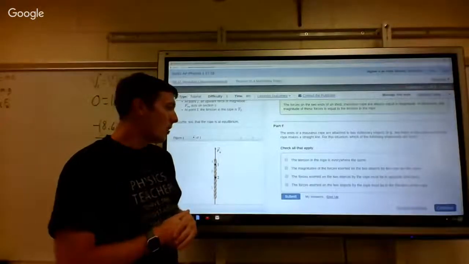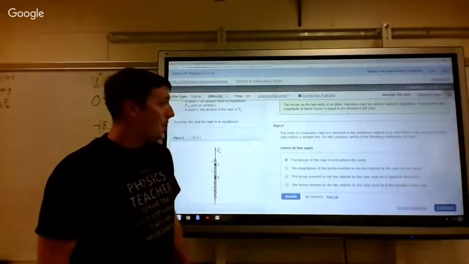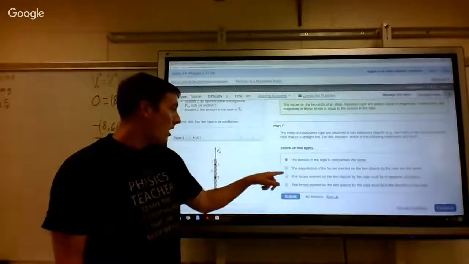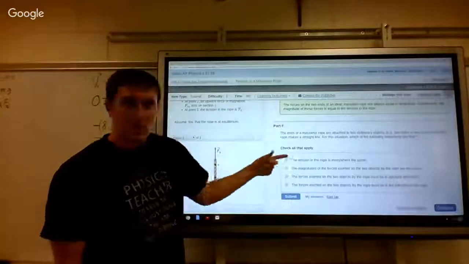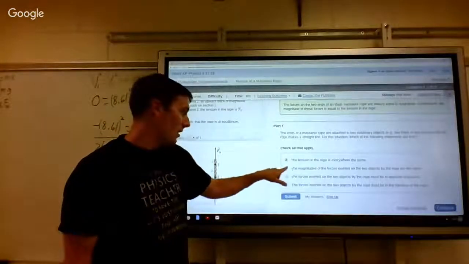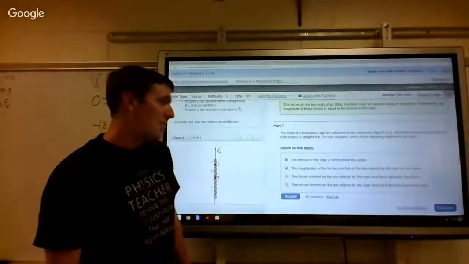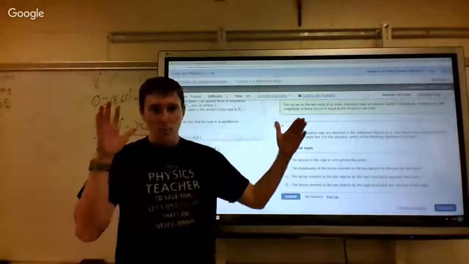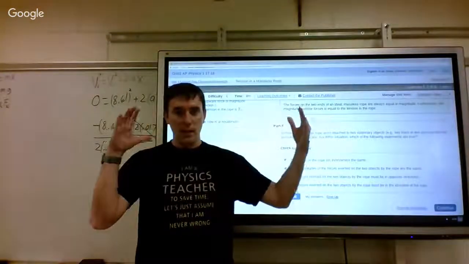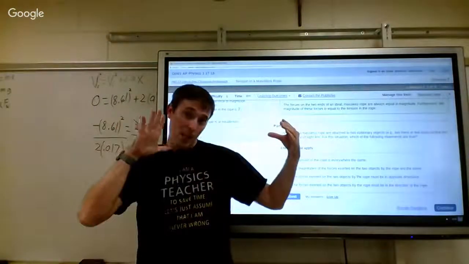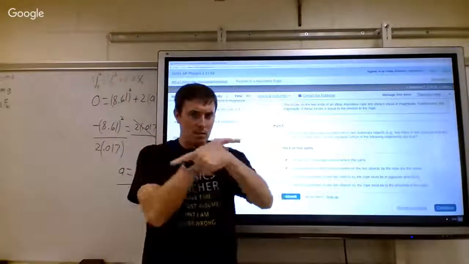The tension in the rope is everywhere the same. We just talked about that. The magnitude, the quantity, of the forces exerted on the two objects by the rope are the same. That's the same as that, right? The amount of force is the amount of tension. The forces exerted on the two objects by the rope must be in opposite directions. If you have thing 1 and thing 2, this one is feeling the rope pull that way, and this one is feeling the rope pull this way. If this one is pulling this way, the rope is pulling it that way, and if this one's pulling that way, the rope is pulling it this way. So they're happening in opposite ways, and I hope that makes sense.